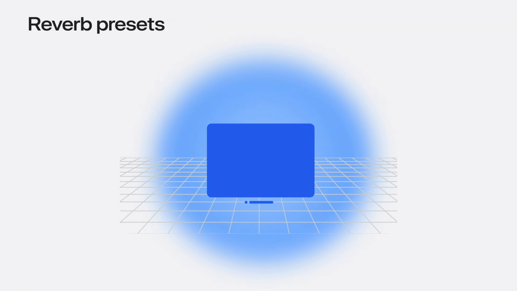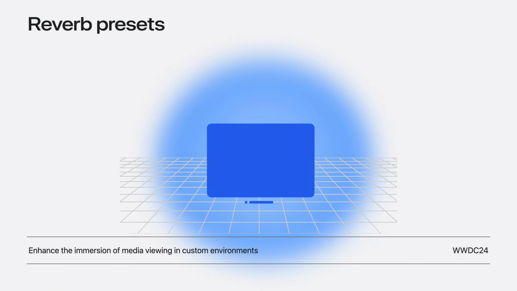In progressive immersive environments, the user's real acoustics are blended with the Reverb preset based on immersion level. In full immersive environments, your spatial audio sources will be reverberated only by the preset set on the Reverb component. Check out Jonathan's session, Enhance the Immersion of Media Viewing in Custom Environments, from this year's WWDC, to see how we author Reverb into your Reality Composer Pro package in the Destination Video sample.